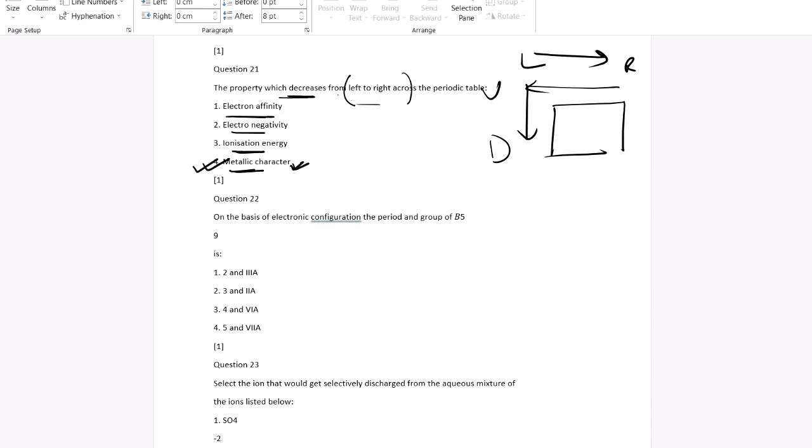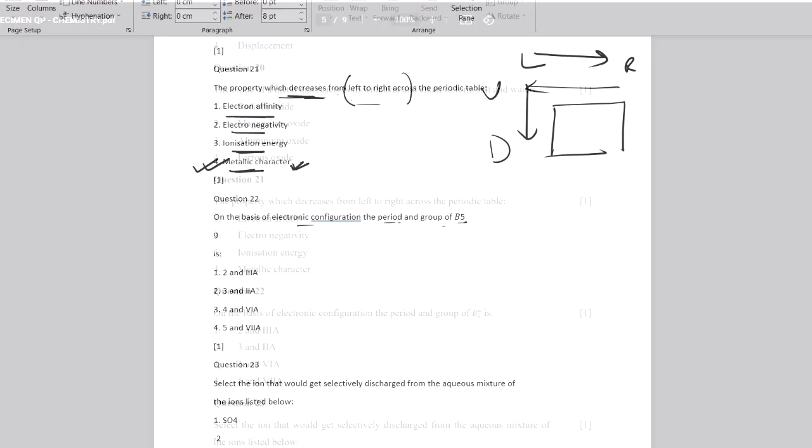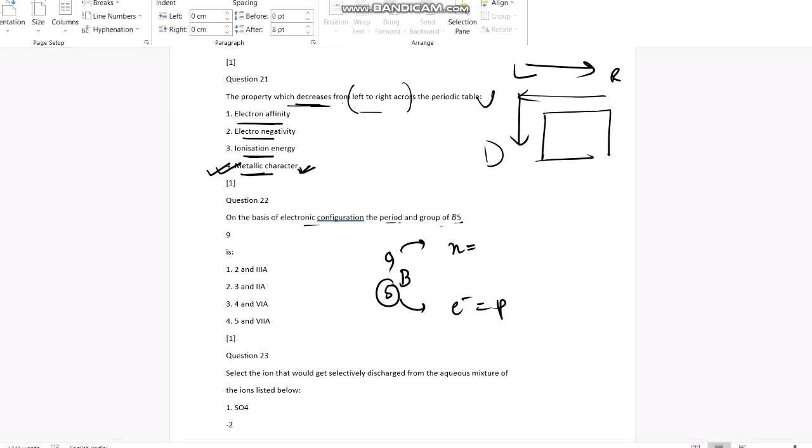So from left to right, the metallic character decreases. The question: on the basis of electronic configuration, find the period and group of B, 9 and 5. Let's see what this actually is. Here we have B, 9 and 5. So 5 is the number of electrons and protons, and 9 is the mass number. So the number of neutrons will be the mass number minus 5, that is 4.